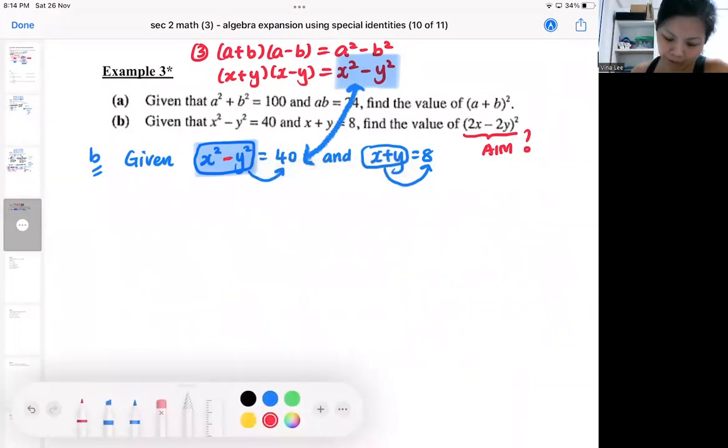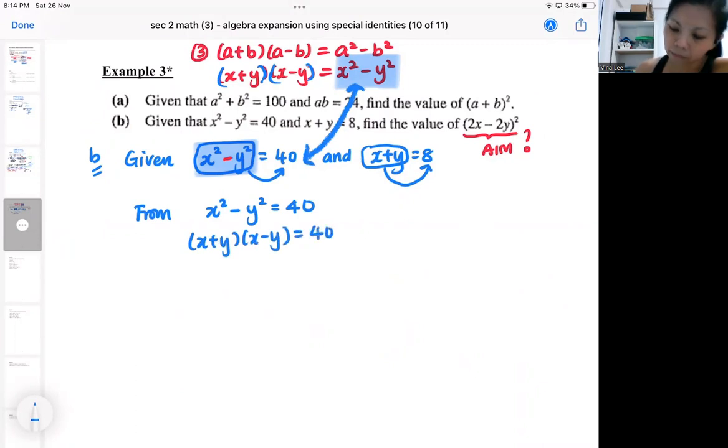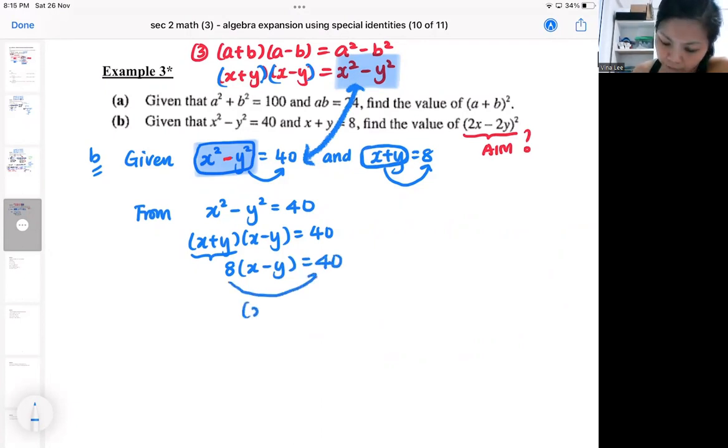After I change my plan, I'm going to target the x squared minus y squared. It actually comes from the 2 brackets, and in fact, one of the brackets is 8. Can you see this whole chunk is an 8? And this will become a 40 divided by 8.